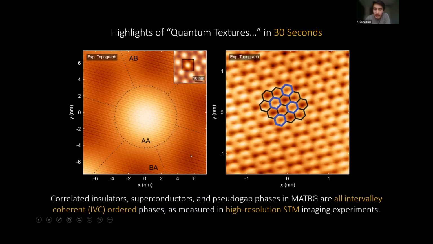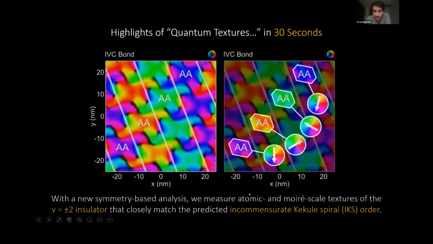We're using scanning tunneling microscopy to image Magic Angle Graphene devices, and we find that nearly all the correlated phases that we see, correlated insulators, superconductors, and pseudogap phases, are all isospin ordered. They're intervalley coherent ordered phases, which we can measure through atomic scale imaging of these states. STM images of these states show that the graphene lattice unit cell is tripled, which is a smoking gun signature of intervalley coherence.